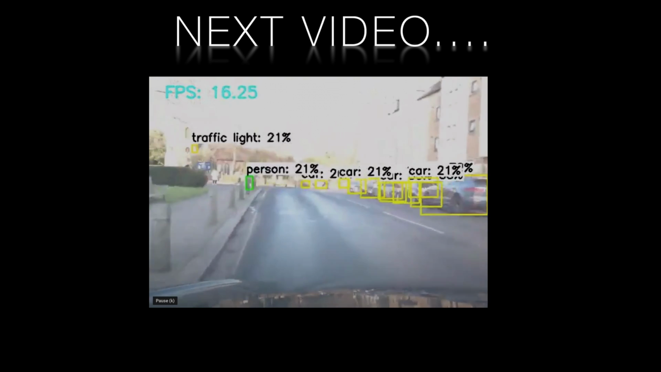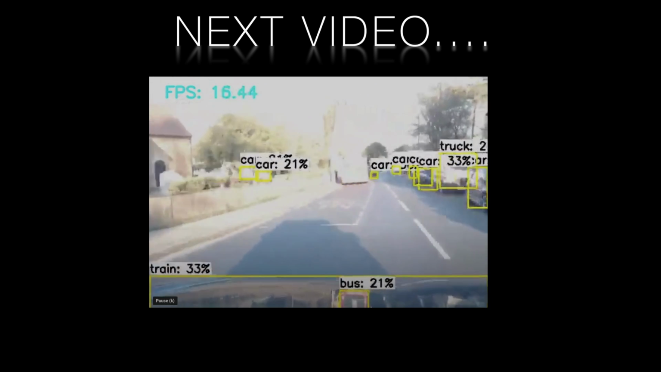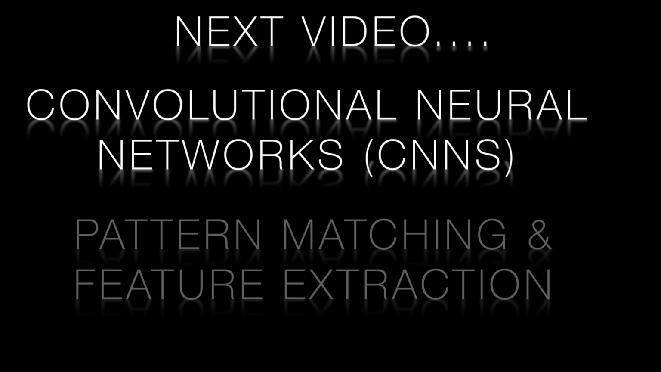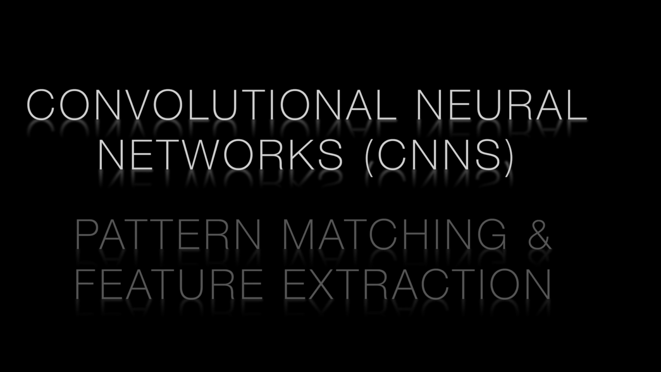Please join me in the next video where we will take a quantum leap forward in the accuracy of our image processing task. We'll introduce convolutional neural networks, or CNNs. These networks perform feature extraction and pattern matching to produce far better results than the networks we have seen so far.